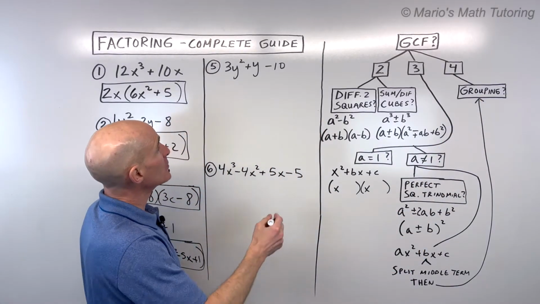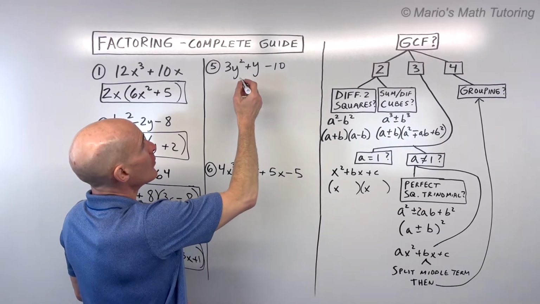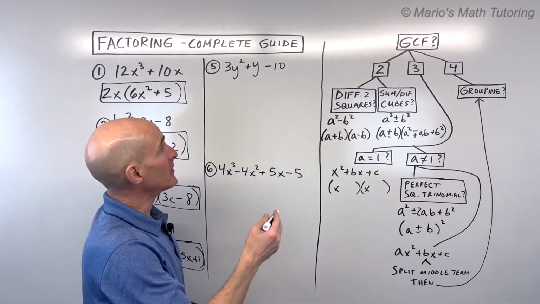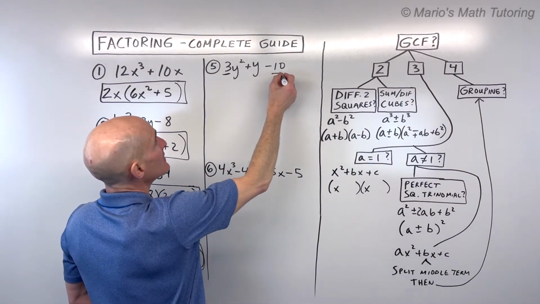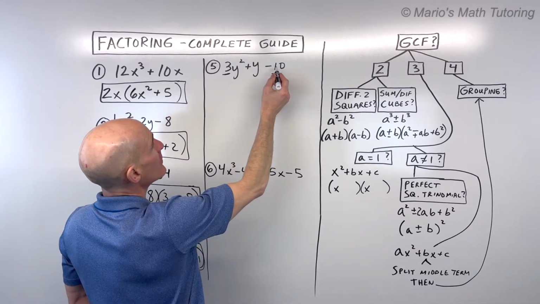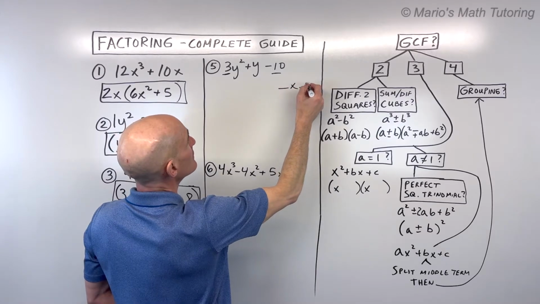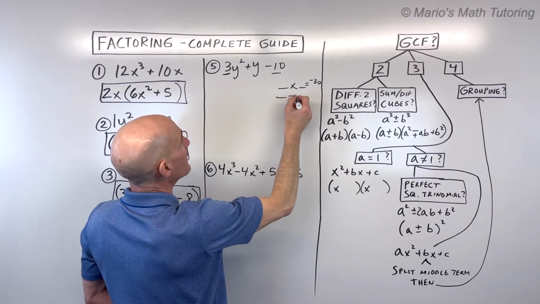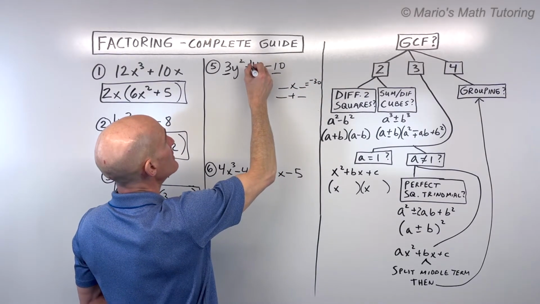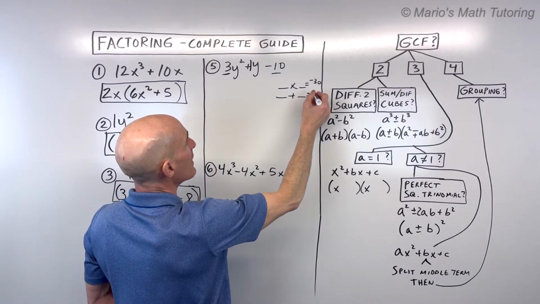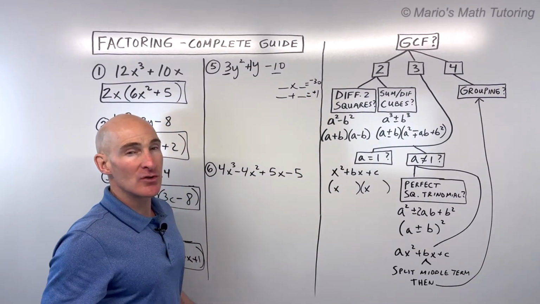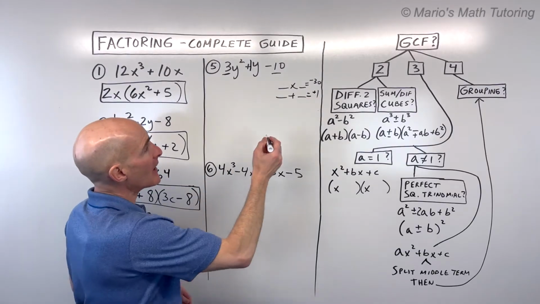So how do we split the middle term? That's this guy right here. Well, we do something called the AC method. So you take this a value times this c value and you say, what 2 numbers multiply to negative 30, but they have to add to this b value, this middle coefficient, which is positive 1. So can you think of 2 numbers that multiply to negative 30 but add to 1?